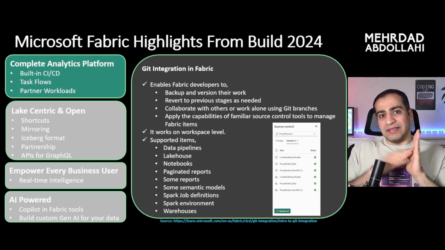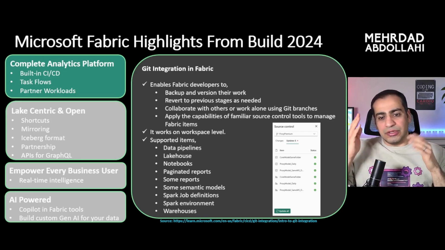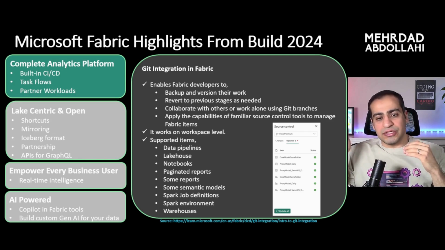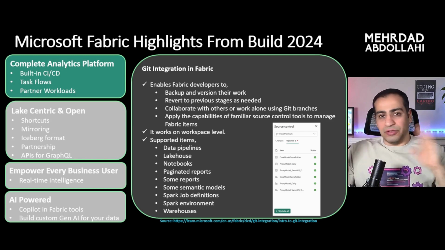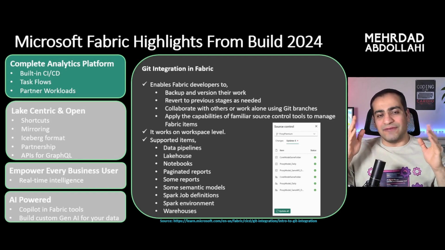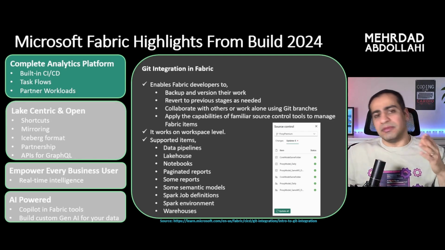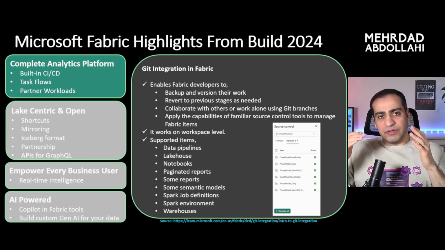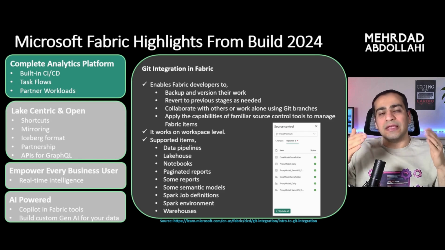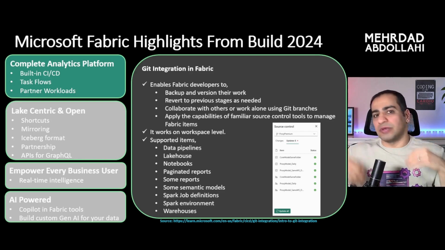At this stage, the supported items are data pipelines, lakehouses, notebooks, paginated reports, some other reports, and also some semantic models work with that Git integration. We've got Spark job definitions and Spark environments, and also warehouses. For most of them, basically the JSON file is going to be integrated into Git or your Azure DevOps.